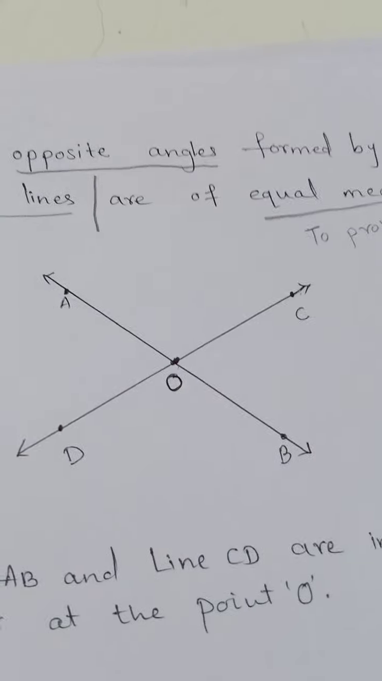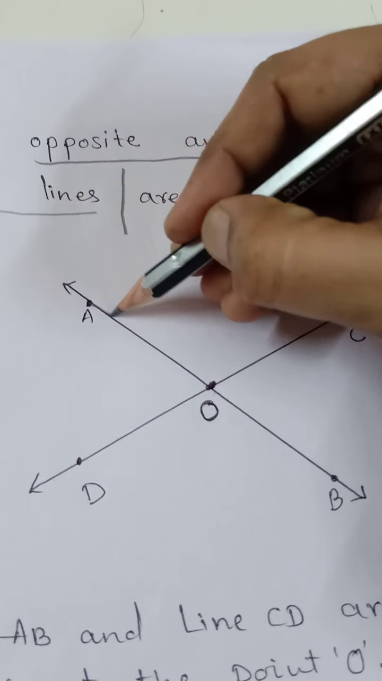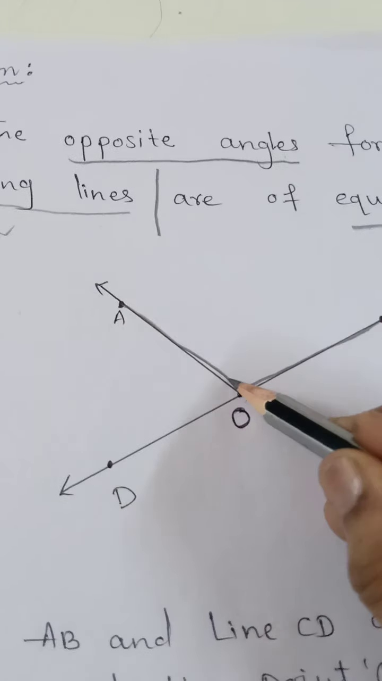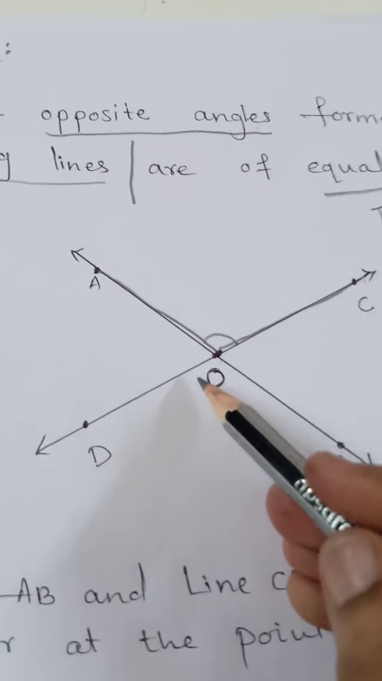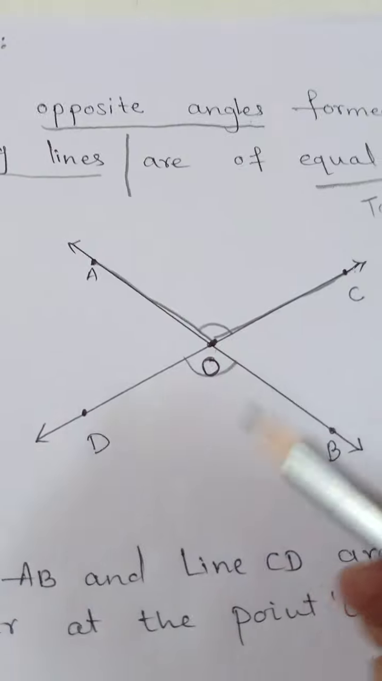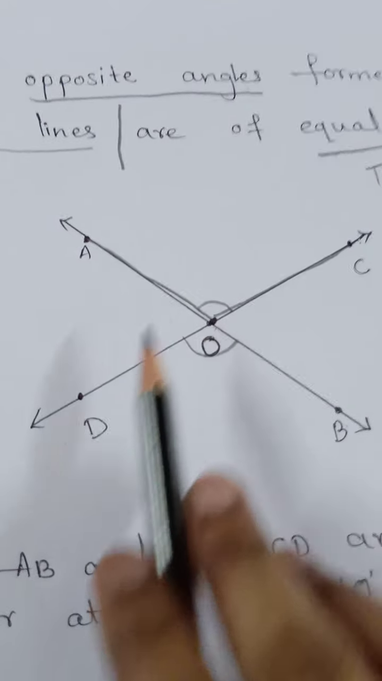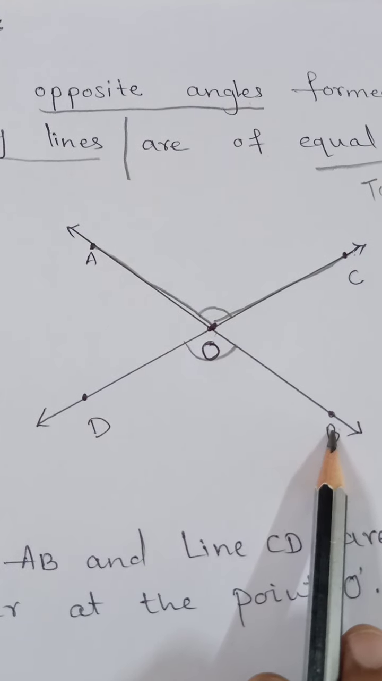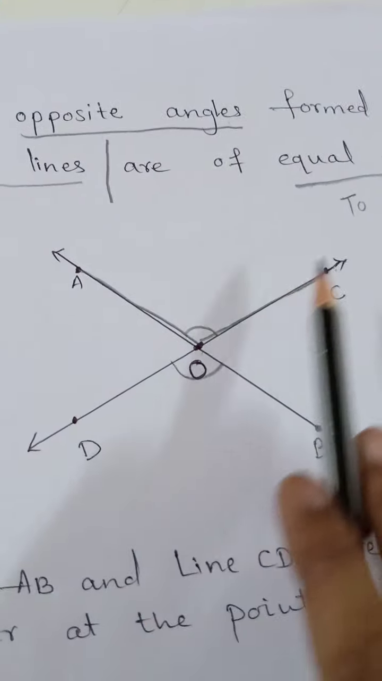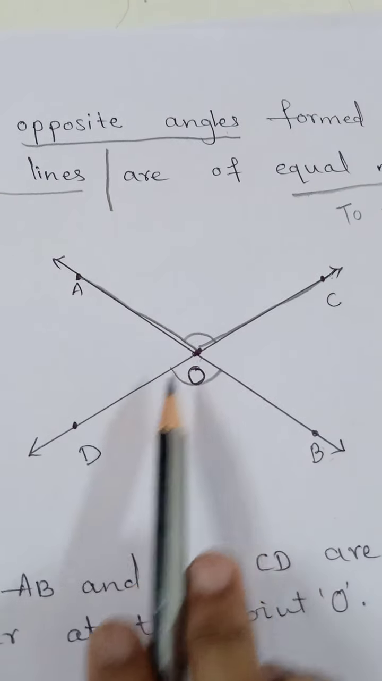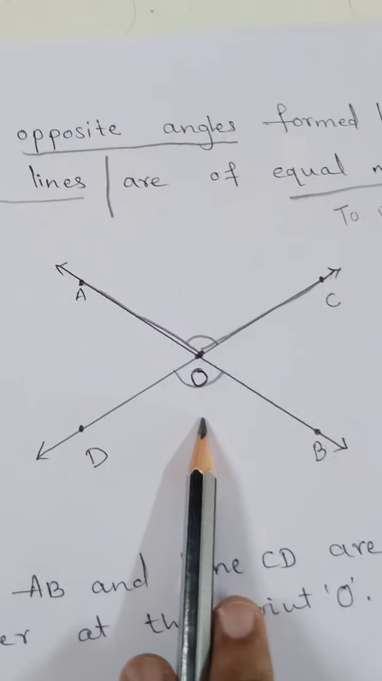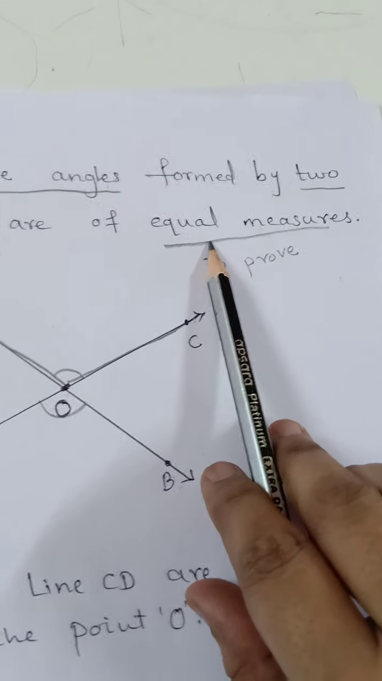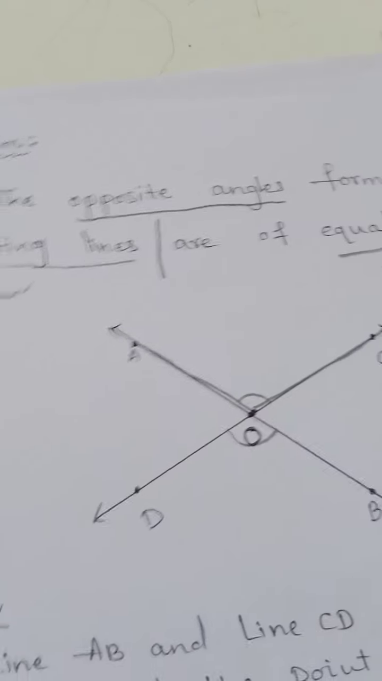If I take one angle, angle AOC, this angle is exactly opposite to this angle, that is angle BOD. If you have started from point A, you can start here from point B. So angle AOC and angle BOD, these two angles are opposite angles, and we have to prove that these opposite angles are of equal measure. Now another pair of opposite angles is also there.